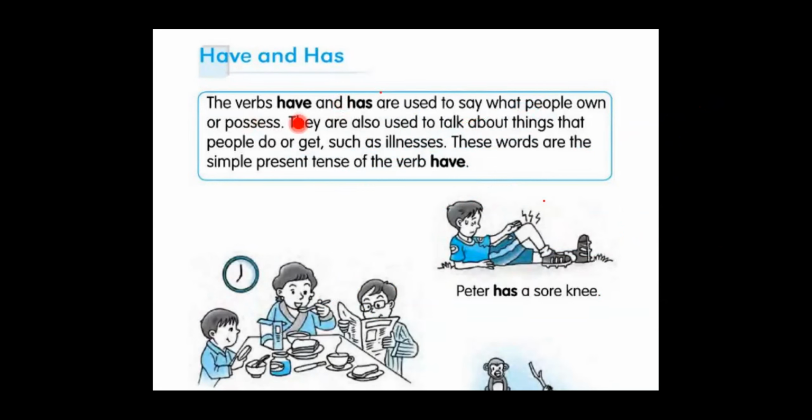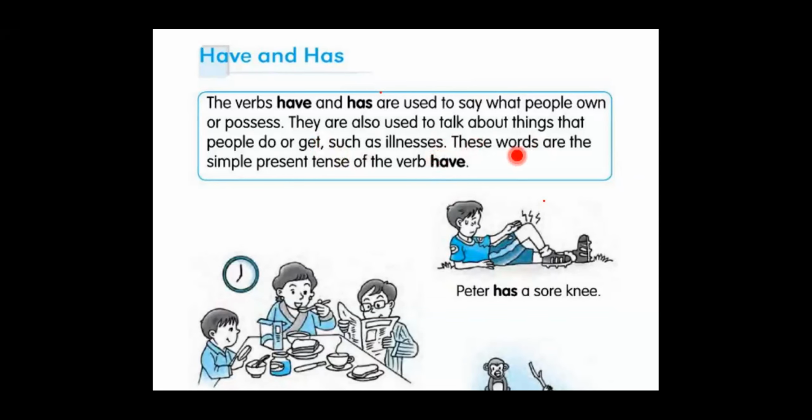Now see over here, have and has. The verbs have and has are used to say what people own or possess. So from this you may have understood why we use have or has: to say something about possession. I have an apple. Sorry, I had an apple, or yes, we can use have also. So has and have both are used to tell about possession, or something which you own.